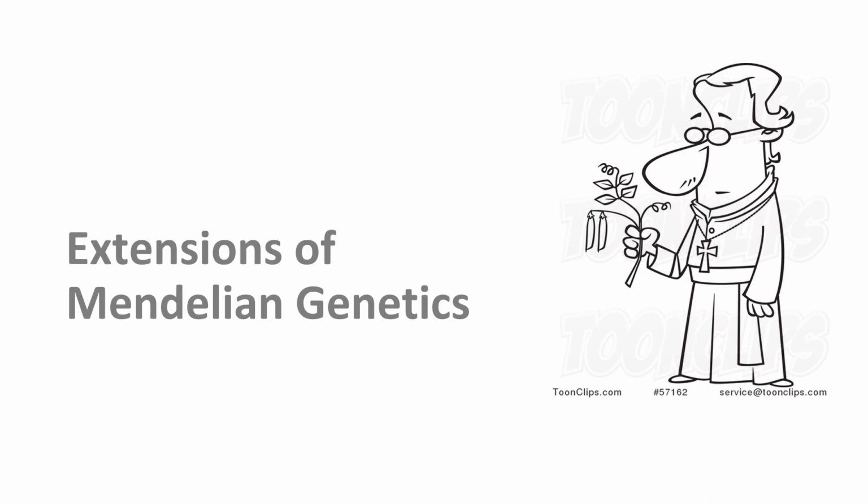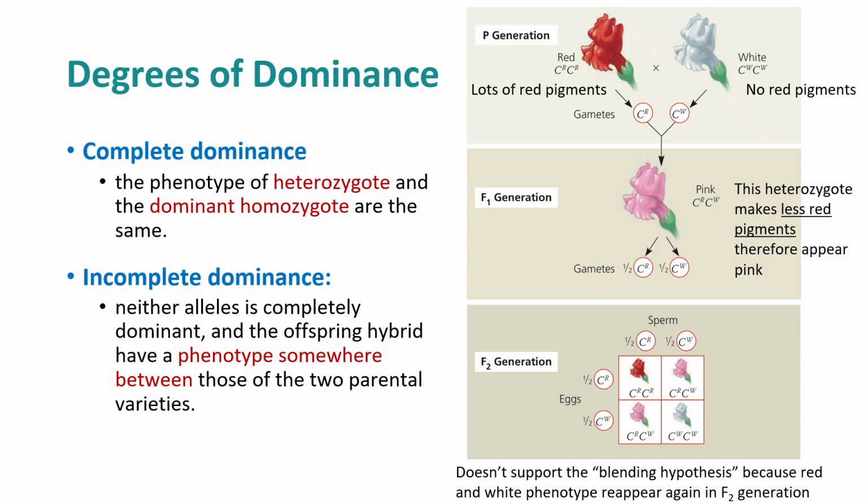In this video, we are going to learn about the extensions that go beyond Mendelian genetics. Okay, so the first thing we're going to talk about is degrees of dominance. In Mendel's experiments, all of the characters have what we call complete dominance. This is where the phenotype of a heterozygote and the dominant homozygote are the same.